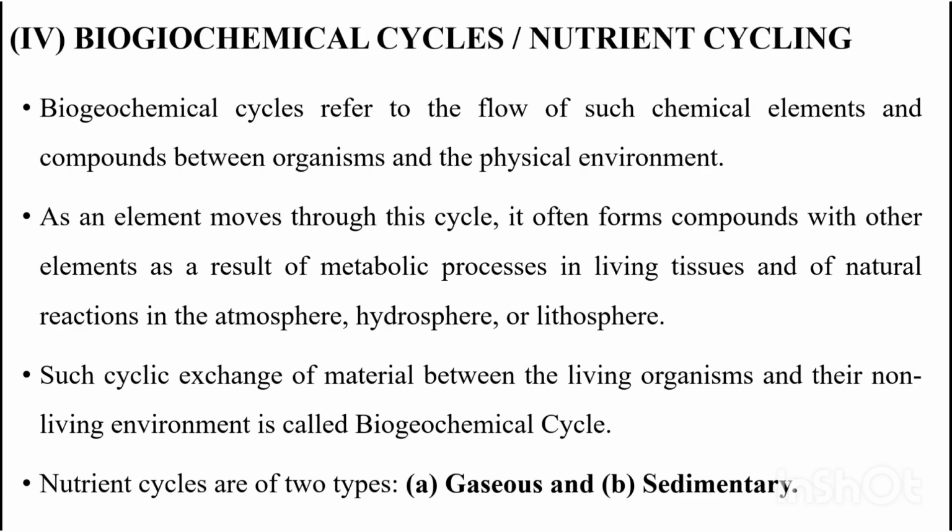Next one is biogeochemical cycling. It refers to the flow of chemical elements between organisms and the physical environment. As an element moves through this cycle, it often forms compounds with other elements as a result of metabolic processes in living tissue and natural reactions in the atmosphere, hydrosphere or lithosphere. So this type of nutrient cycling can be gaseous or sedimentary.